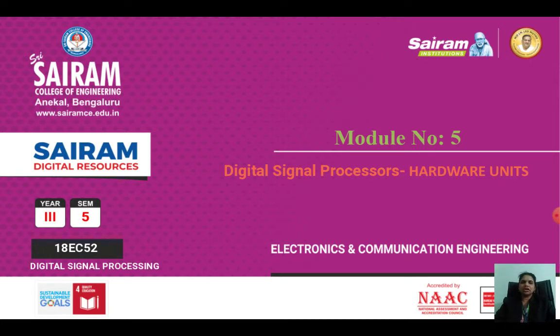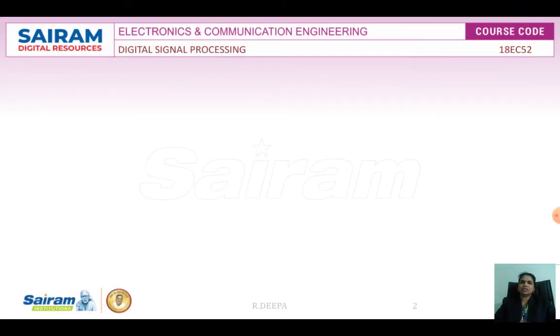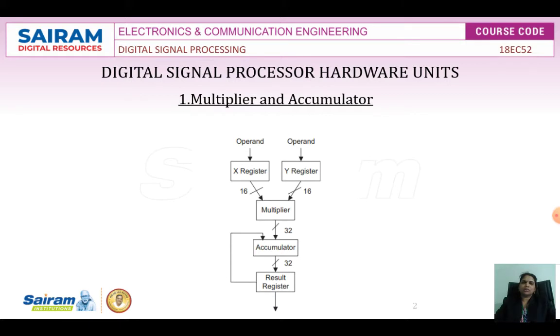So what are the hardware units we are going to implement in the case of digital signal processor? It has three different hardware units apart from the normal hardware units. The first is the MAC, which is a multiplier and accumulator. We call this the multiplier, and the data after multiplication is saved in the accumulator, hence it is named MAC, multiplier and accumulator.